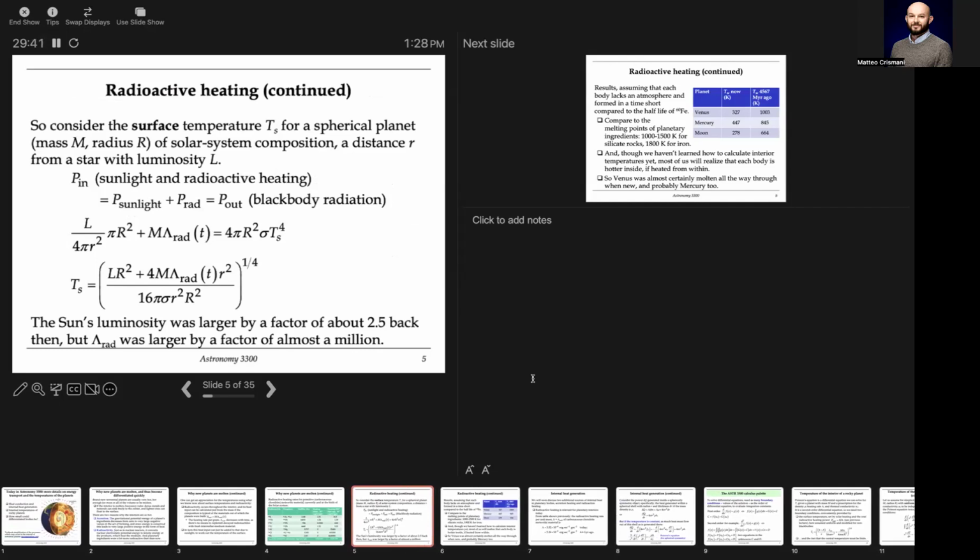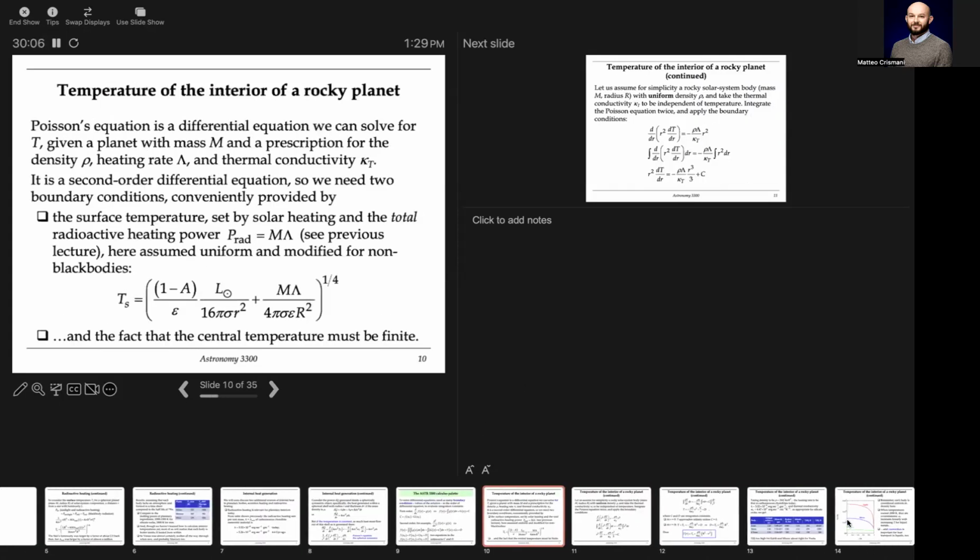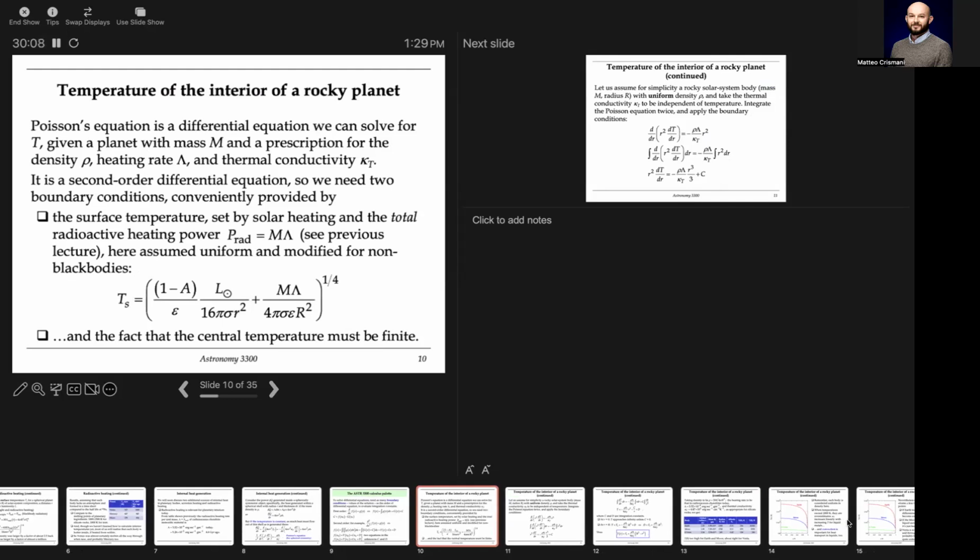Okay, so we say that the power in from sunlight and radiation must be equal to the power out. That's your boundary condition, right at the surface. So we already got it. That's the exterior boundary condition of the temperature. The interior boundary condition is less helpful. It's just that it has to be finite. So it can't be infinite, it can't be a negative number.